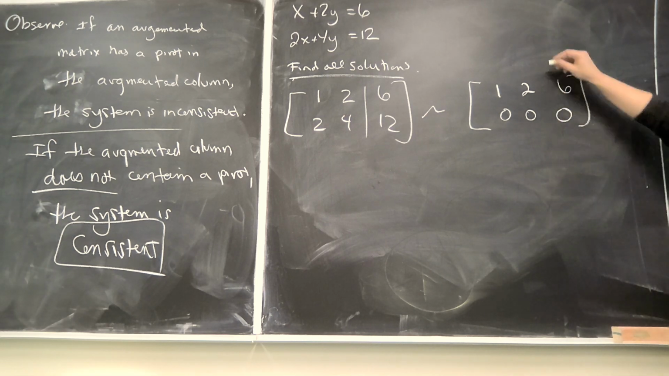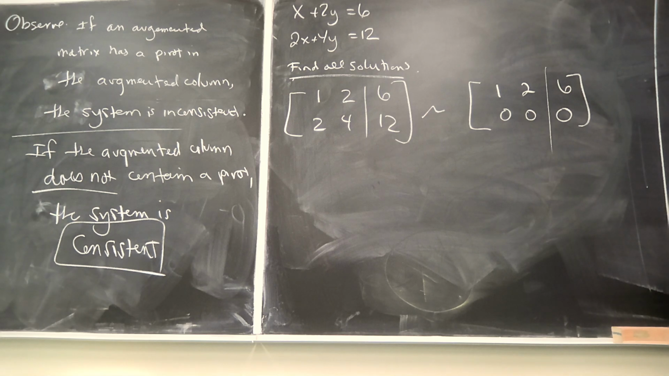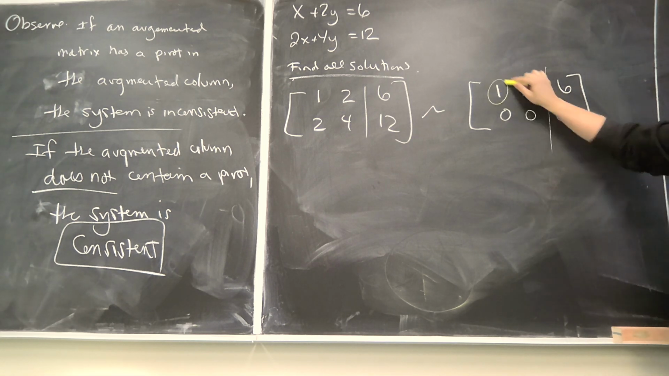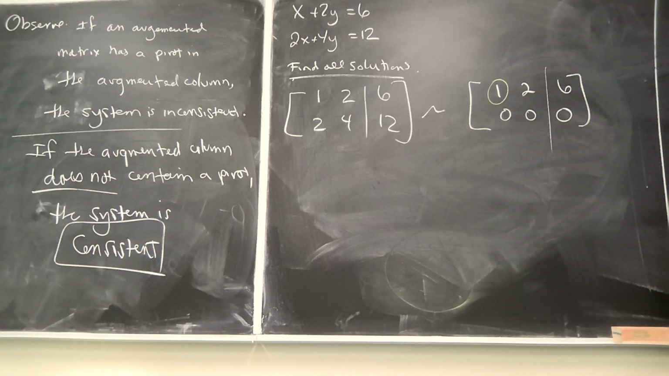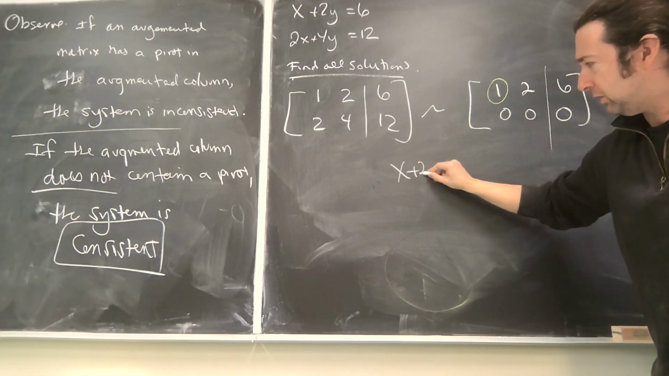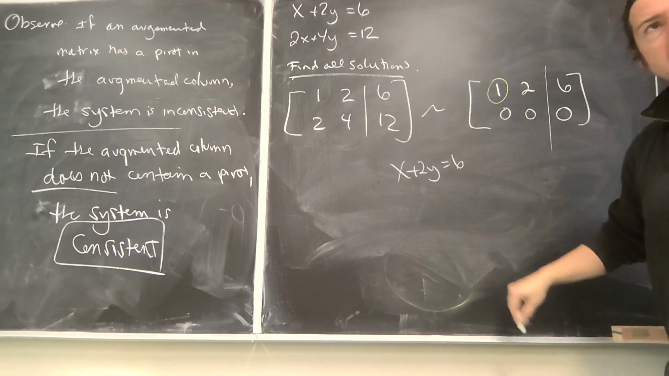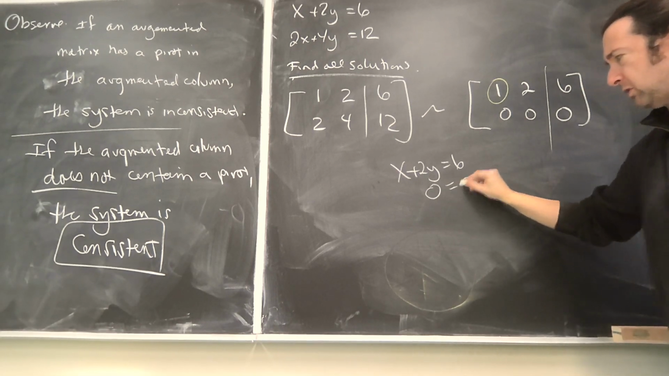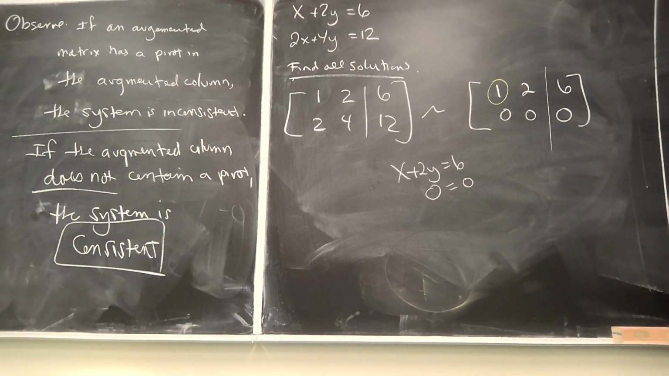So what exactly is happening here? I have one pivot. There's going to be an infinite number of solutions. Let me write down exactly what we're saying. What we're saying here is that x plus 2y is equal to 6, and also 0 equals 0, which is always true. There are no restrictions on 0 equals 0.